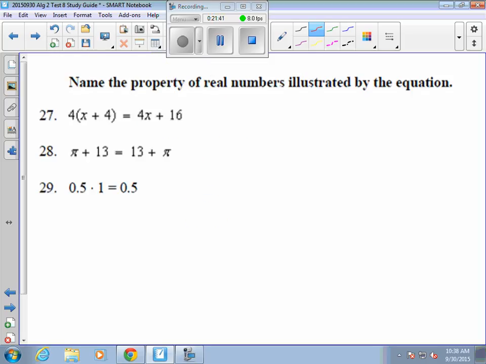27, 28, and 29, you're just naming the properties. Look at how it looks on the left side of the equal sign and then how it looks on the right side. It says 4 times parentheses x plus 4, or grouping symbol. Then it becomes 4x plus 16. That is the distributive property.